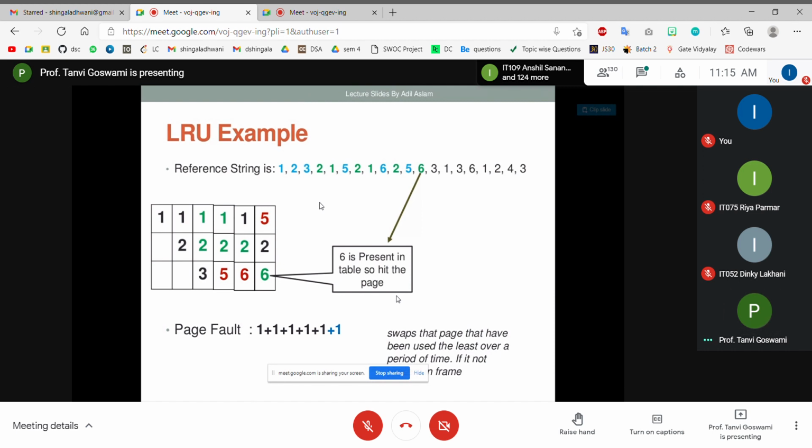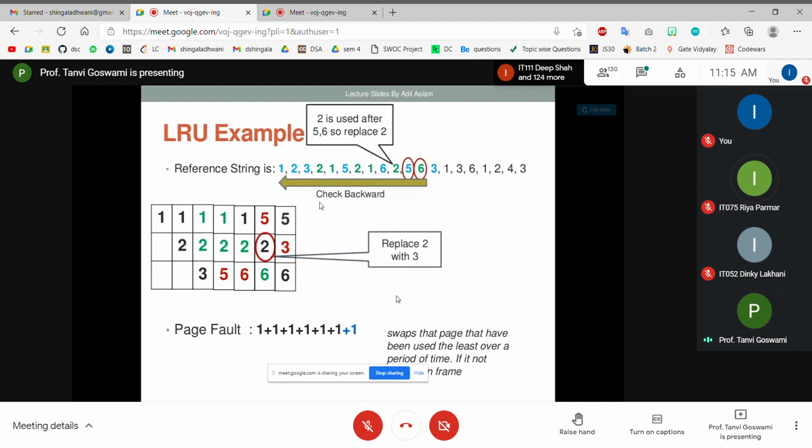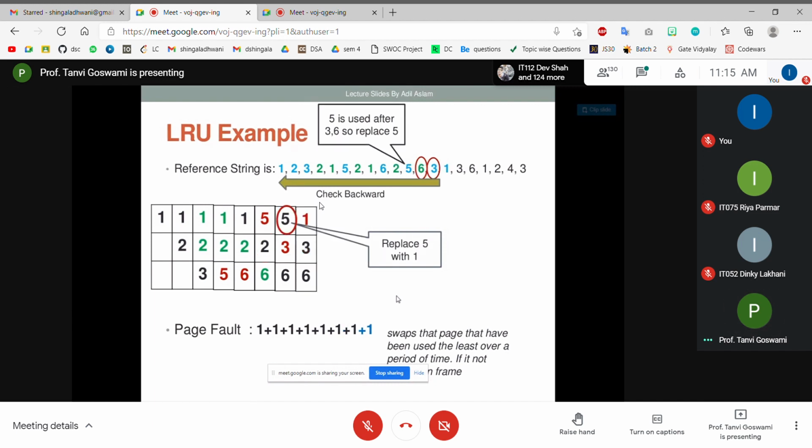Then 3. So we need to look backward. That is a sequence 6, 5, and 2. So which will be replaced first? Page number 2 will get replaced. Right? Then there is a reference for page number 1. The sequence is 3, 6, and 5. So 5 will be replaced. Okay. So look at the arrow. If you follow the arrow, then it will be very easy for you to understand it, right?